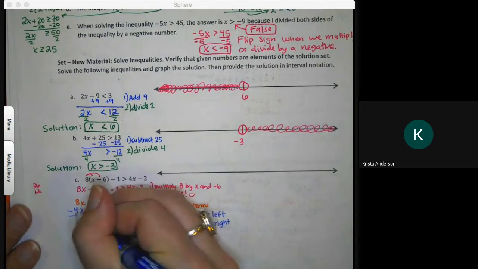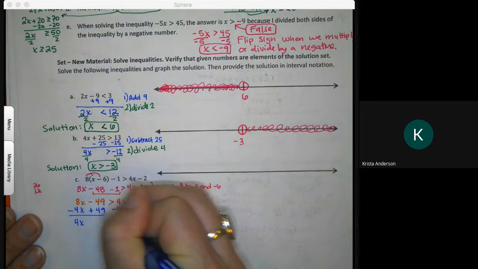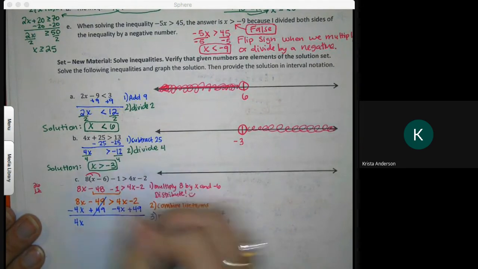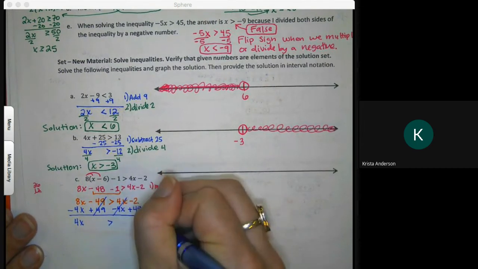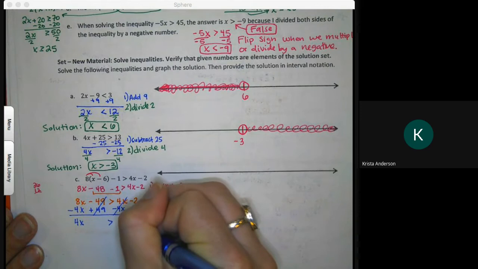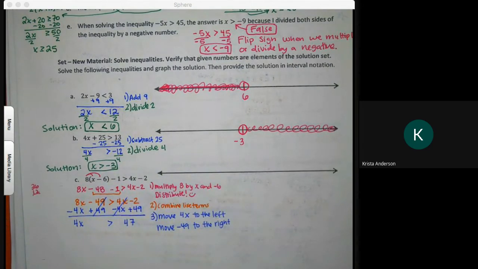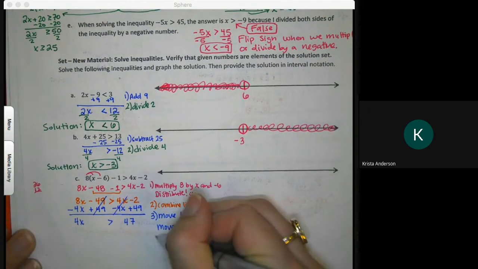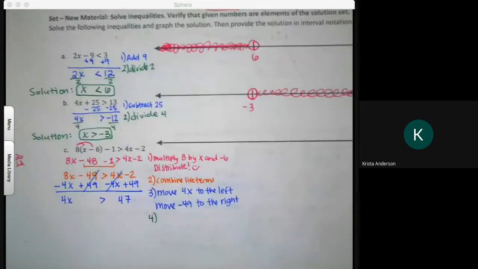Eight minus 4x is 4x. Negative 49 and positive 49 cancel out. 49 minus 2 would be 47. Now I'm going to divide by 4.